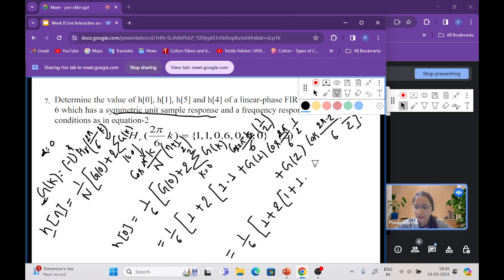So okay, that is cos pi by 6 into cos pi by 6. Then we will put the g of 2. What is the g of 2? It is given as 0.6. 2 and 2 will be cancelled. That is cos pi by 3, right?